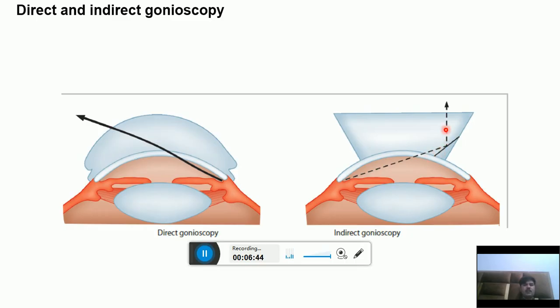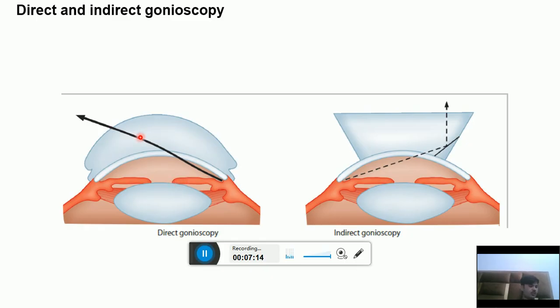So as you can see, the indirect lenses provide a mirror image of the opposite angle, and can be used only in conjunction with a slit lamp. So for indirect we need a slit lamp. For direct gonioscopy we don't need a slit lamp.